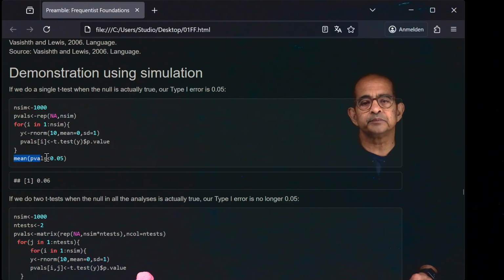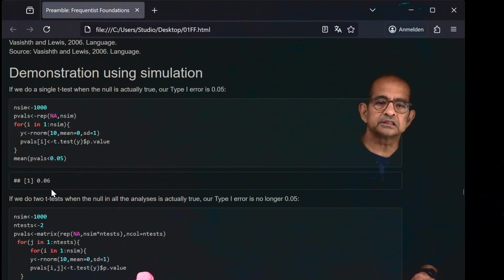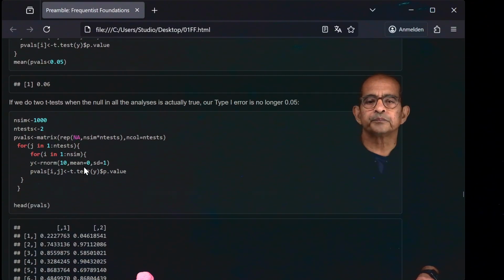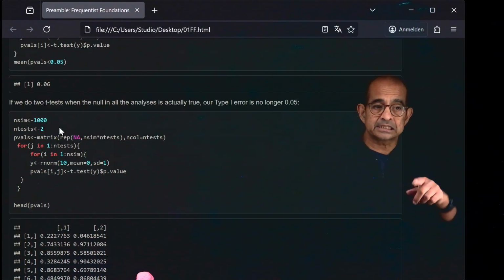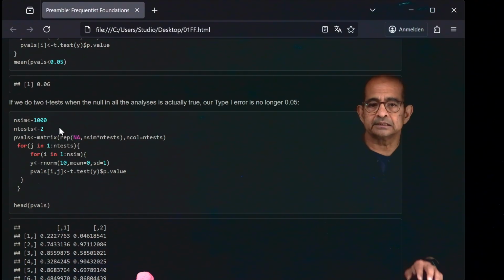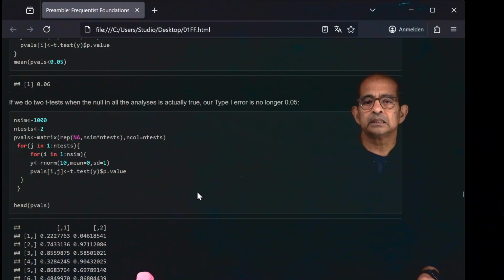So we are calculating the mean proportion where those p-values are less than 0.05, and the number is approximately 0.05. Of course, this is a simulation with 1000 values, so there will be small fluctuations in this number, but it's approximately 0.05 here, right? Now, if I were to run the same simulation, but this time I would carry out 2 statistical tests each time, right? What would happen to the type 1 error?